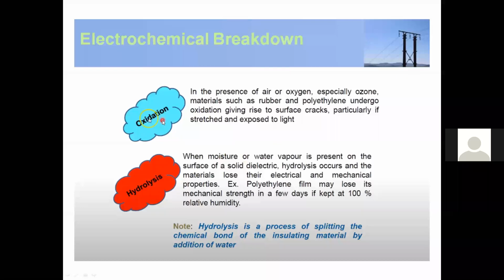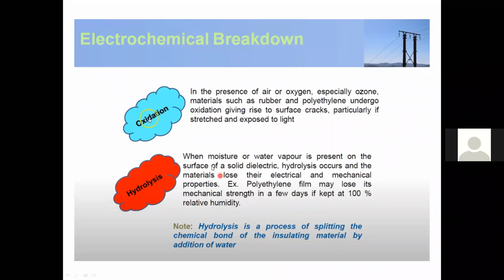Okay, so this is called oxidation. And next, hydrolysis. Hydrolysis is when a solid type dielectric material is subjected to water. It reacts with water. When moisture or water vapor is present on the surface of the solid dielectric, hydrolysis occurs and the materials lose their electrical and mechanical properties. Example, polyethylene film may lose its mechanical strength in a few days if kept at 100% relative humidity.